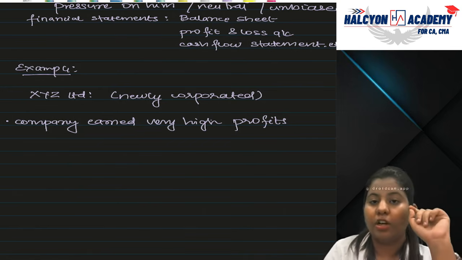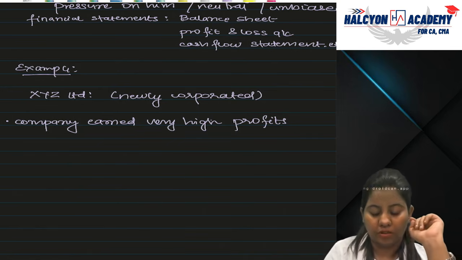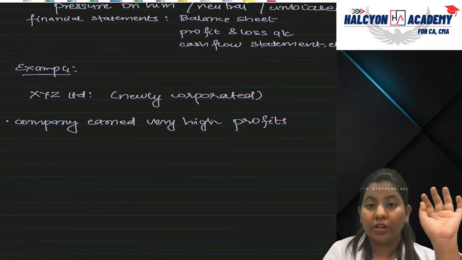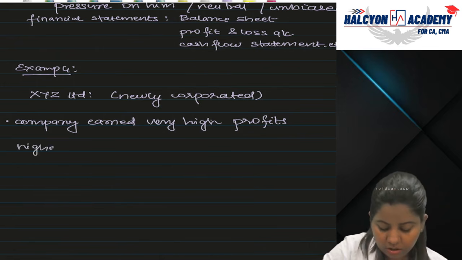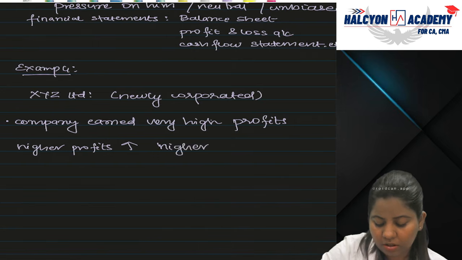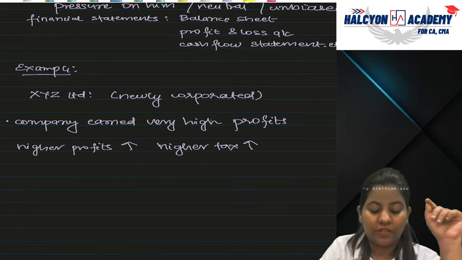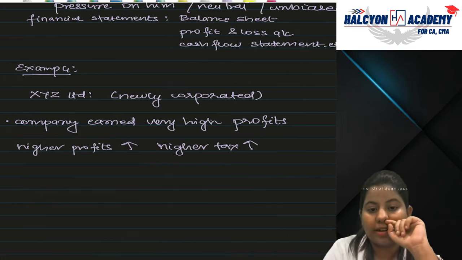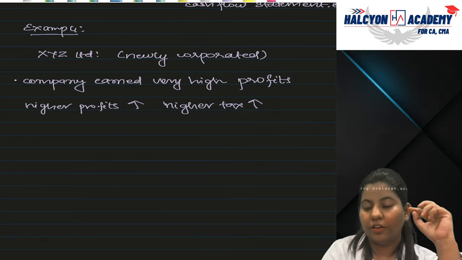With high profit comes high taxes. Higher taxes are charged on higher profits, right? Higher the profit, more the tax. They were upset because they have to pay higher taxes. So what they did, they found a trick.